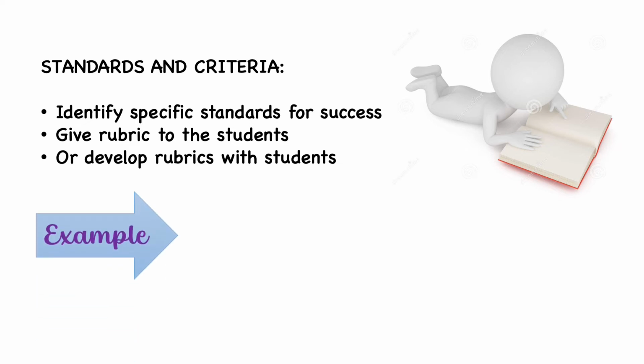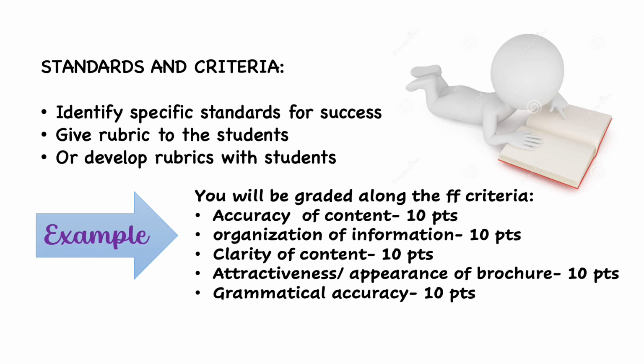So here we are. The example would be, you will be graded along with the following criteria. So, here now are the criteria for the brochure you will make. Accuracy of content is 10 points. Organization of information is 10 points. Clarity of content is 10 points. Attractiveness or appearance of brochure is 10 points. And then grammatical accuracy, that is 10 points.